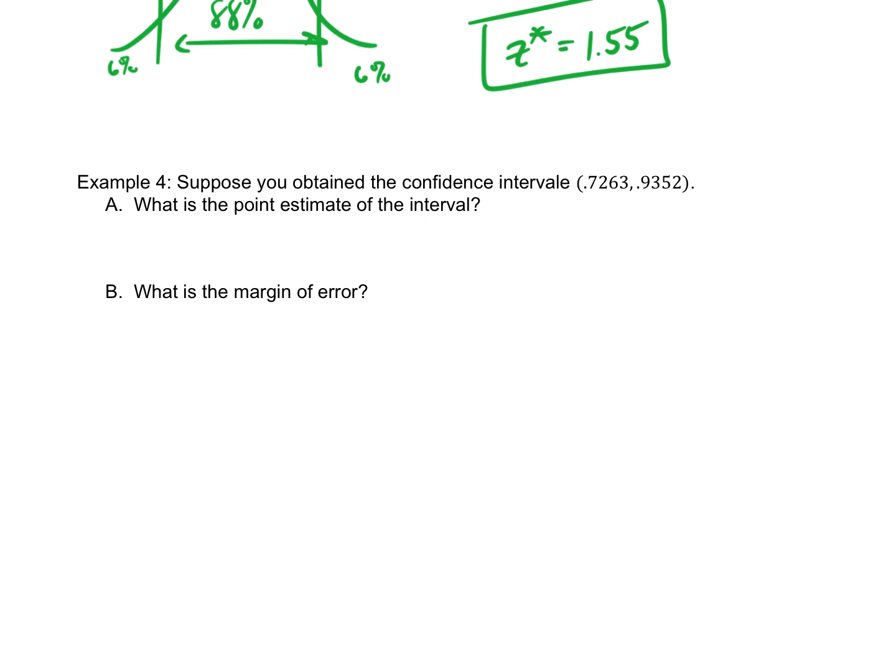Don't we just convert to a z-score? No, this is not asking for a z-score. I'm giving you the answer. Can you tell me what the point estimate and margin of error are? Oh, I was thinking this was like the... 0.8308. And then what is the margin of error? This is where you would do the high minus the point estimate. The upper bound minus the point estimate is your margin of error.